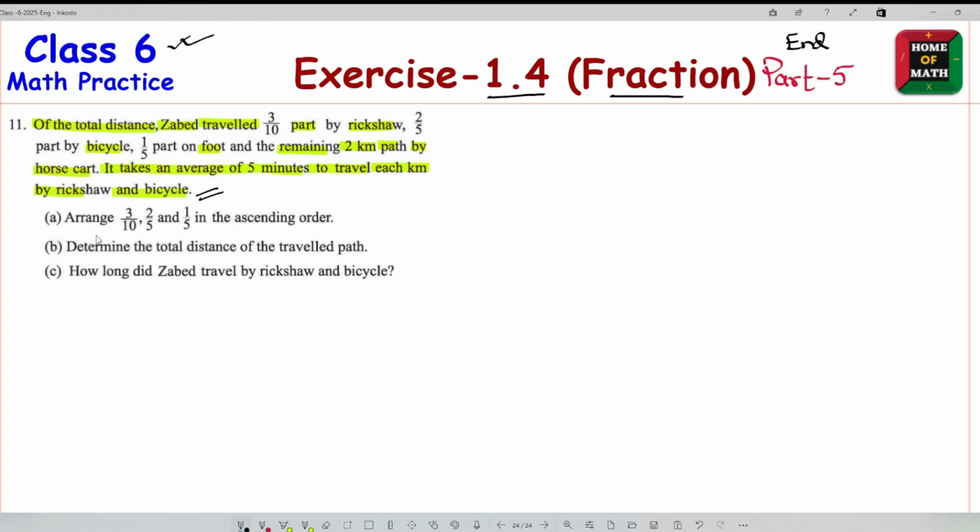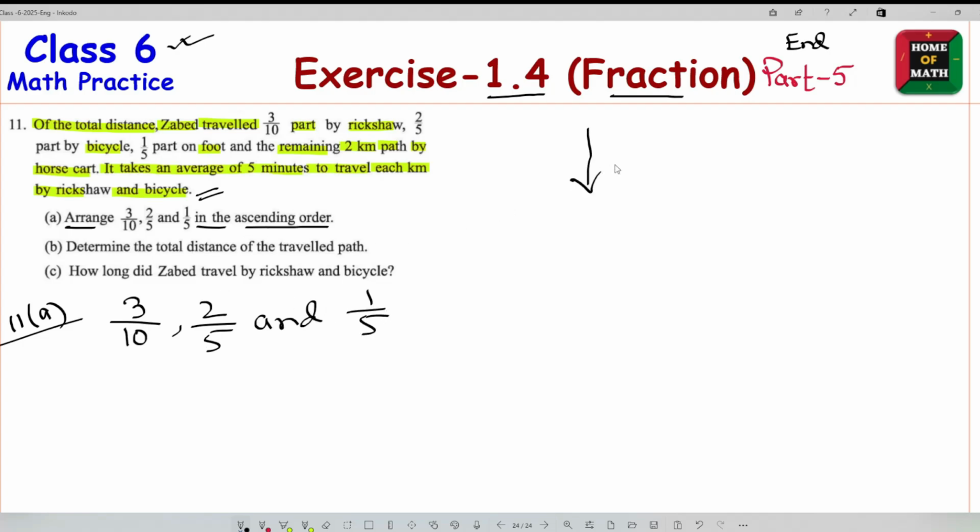The first question mentions arranging 3/10, 2/5 and 1/5 in ascending order. So first, 11a. Let's start. Here are 3 fractions: one is 3/10, one is 2/5 and another one is 1/5. We have to make ascending order, which means smallest to largest.